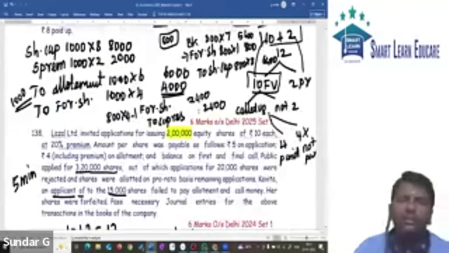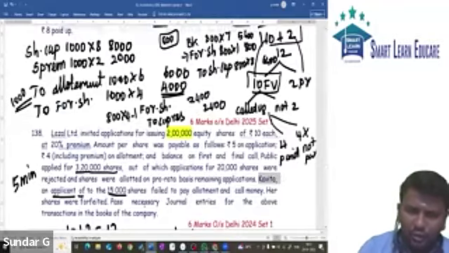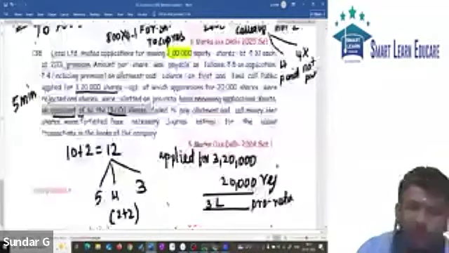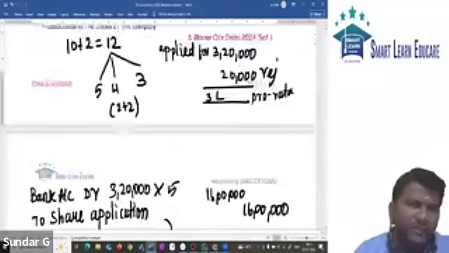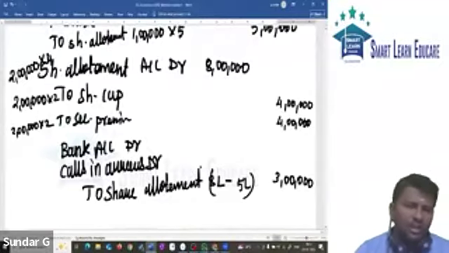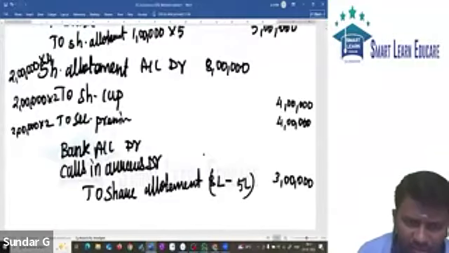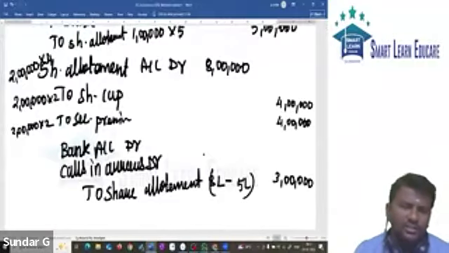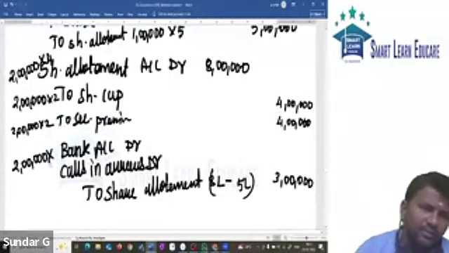Kavita, applicant of 15,000 shares, failed to pay the allotment money and call money. Allotment is also not paid, call money is also not paid. So, what is the amount of allotment? 4 rupees. On how many shares? It is 2 lakh shares. 2 lakhs into, how much is received by the company?